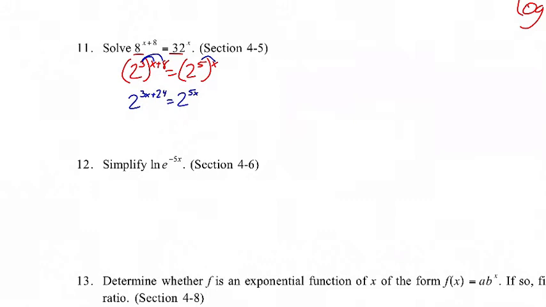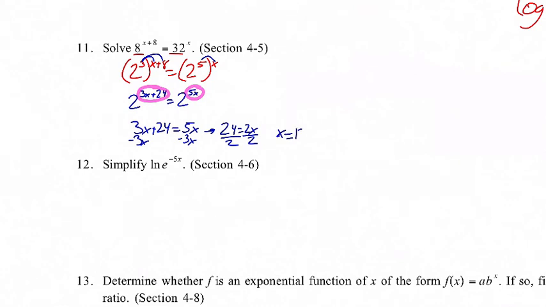Now, since we have the same base, we're going to take our two exponents. If we have the same base, that means our exponents have to be equal to each other. So we have 3x plus 24 equals 5x. And now we just solve it like a normal algebra problem. So I'm going to subtract 3x from both sides, and that leaves me with 24 equals 2x. Sorry, waiting for the screen to catch up. There we go. Divide both sides by 2, and we end up with x equals 12.